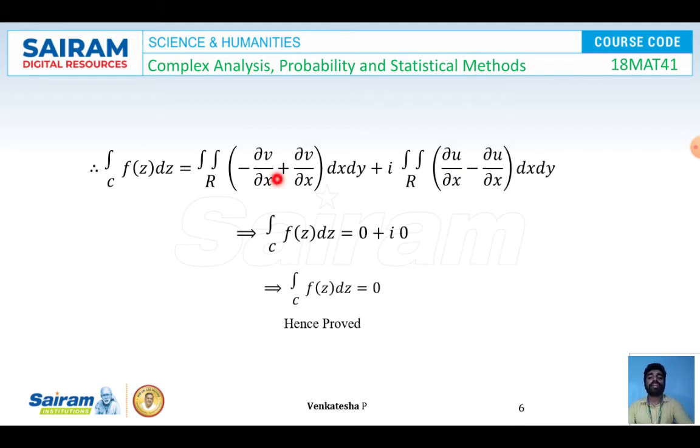So this term gets eliminated. This term gets eliminated. It will become 0. So I got the integral over C of f(z) dz is equal to 0 plus i0. So the integral over C of f(z) dz is equal to 0. Hence Cauchy's theorem has been proved.